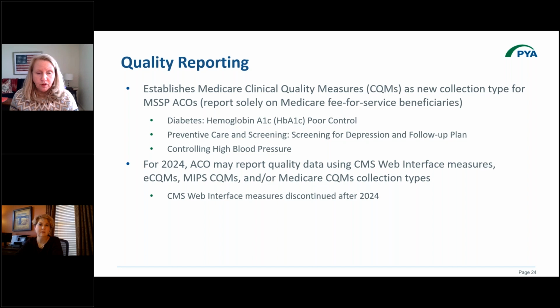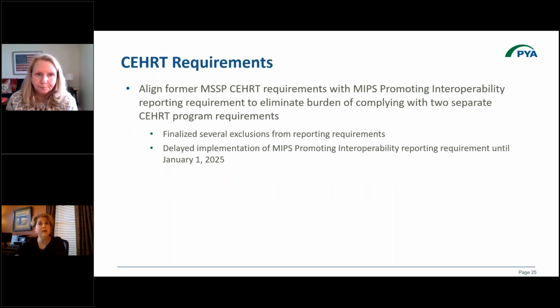By 2025, you need to be in a position as an ACO to be able to report either on eCQMs, MIPS CQMs, or Medicare CQMs, one of the three. And they also note that they consider Medicare CQMs a transitional opportunity, that they expect that ACOs will develop the internal infrastructure and capabilities to extract data from participants' EHRs so you're able to report on eCQMs or MIPS CQMs. And Marty, if I could add, I didn't cover it, but that web interface sunsetting in 2020 after this year will also apply to traditional MIPS. Good.